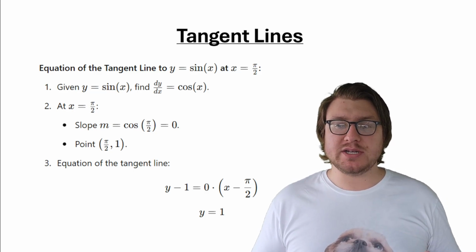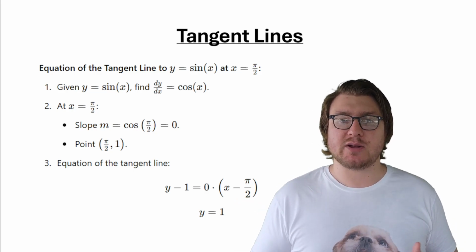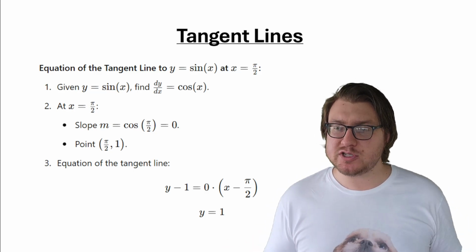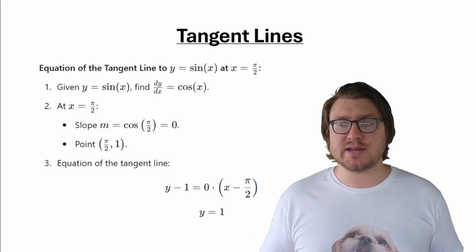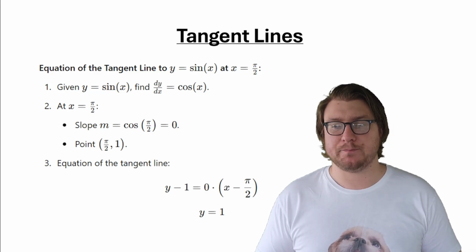Once we have a point and the gradient, we can use our formula, just like I've shown you, y minus y0 and so on. Substitute in your values, expand the brackets and solve for y, and you get y is 1.